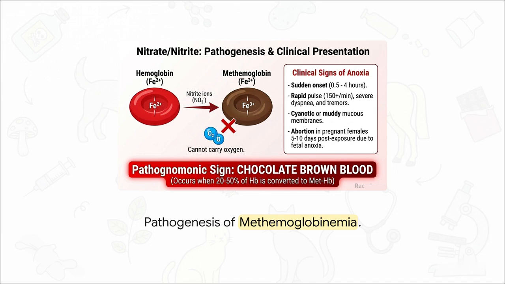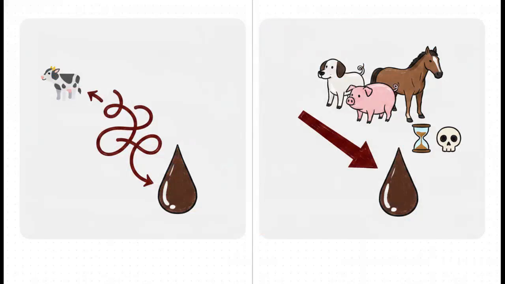But if there is one ultimate pathognomonic buzzword you absolutely must remember for the clinic and your boards, it is chocolate brown blood. This happens when 20 to 50% of the hemoglobin is converted. But wait, nitrate actually isn't the only suspect that causes chocolate brown blood. We have to compare it to chlorate, which is typically found in inorganic herbicides and explosives. Both of these cause methemoglobinemia and brown blood, but there's a major exam key here.